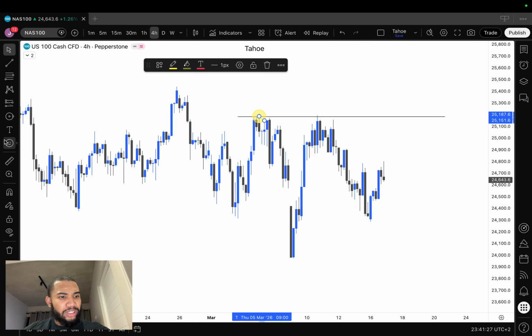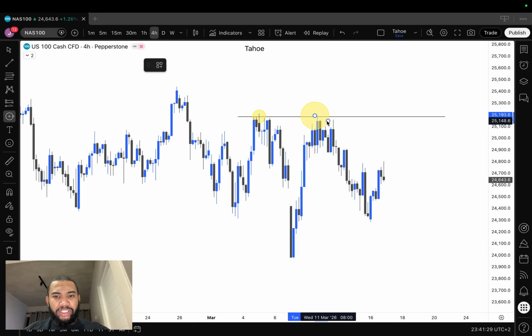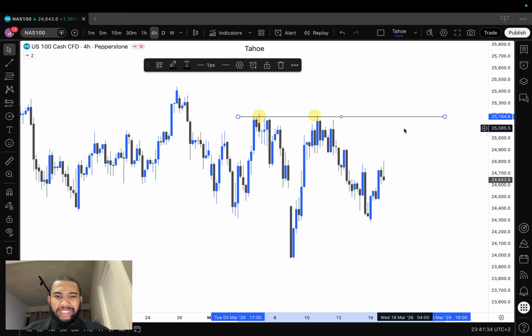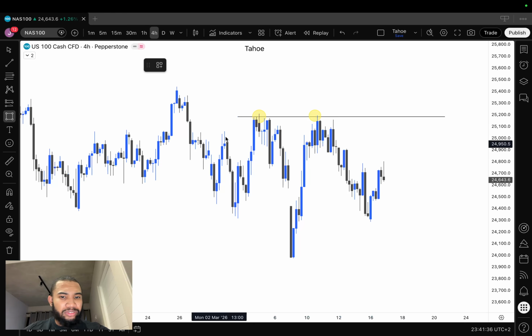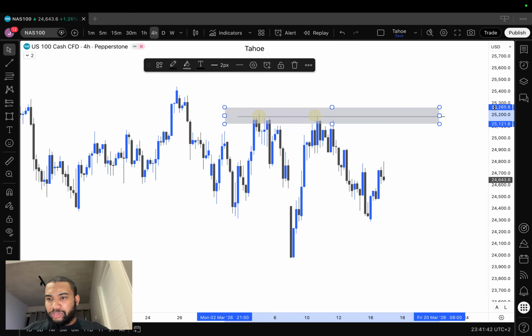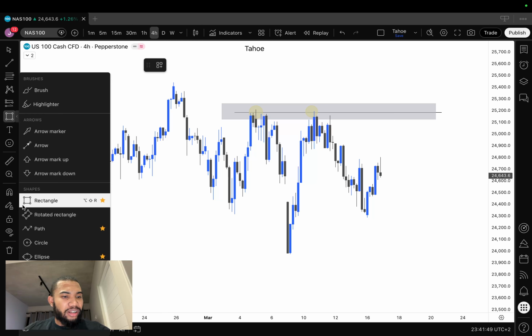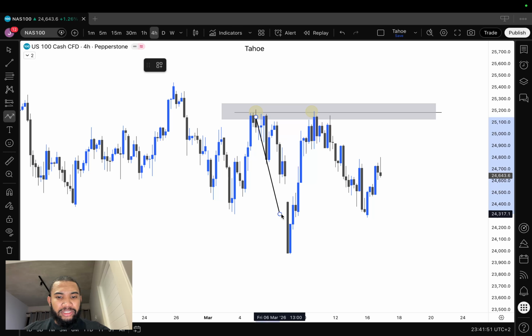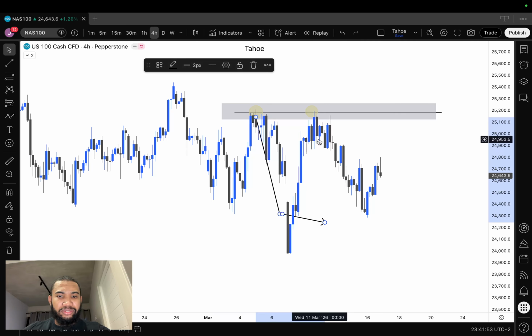that we have two touch points off of this area. It doesn't really have to be an exact price, it can even be just a range. As price enters this range of price, we can expect price to roll over to the downside, just like this.